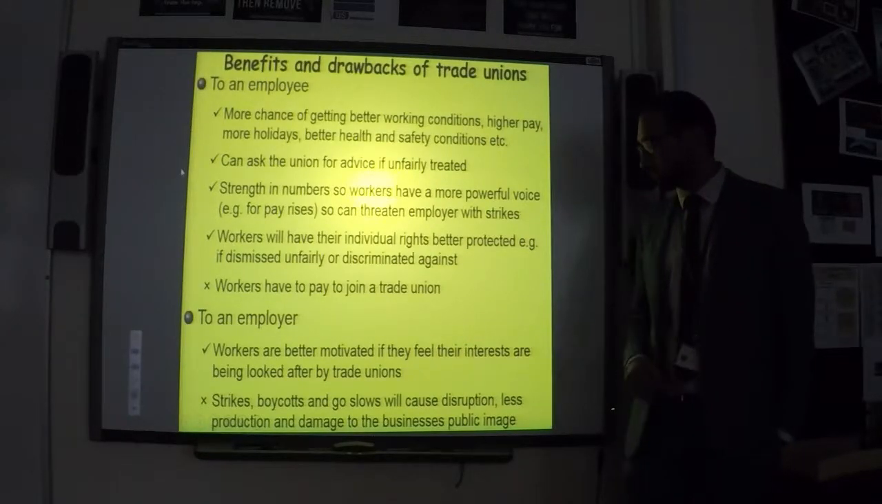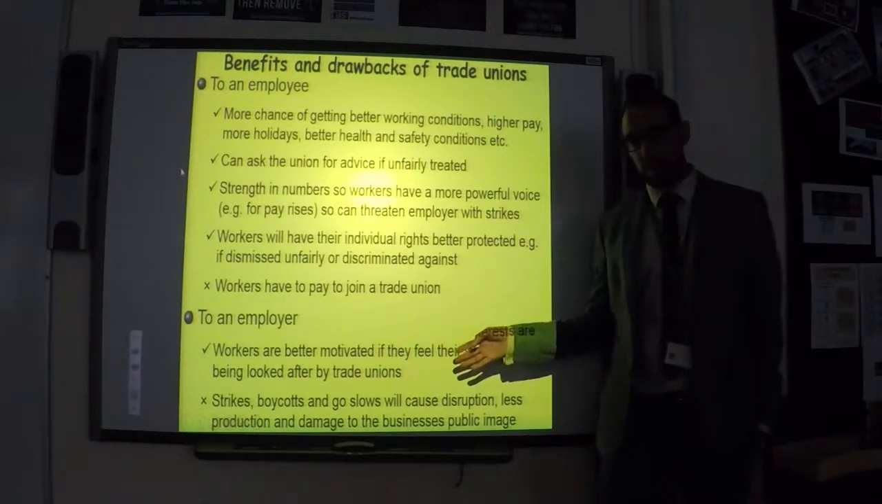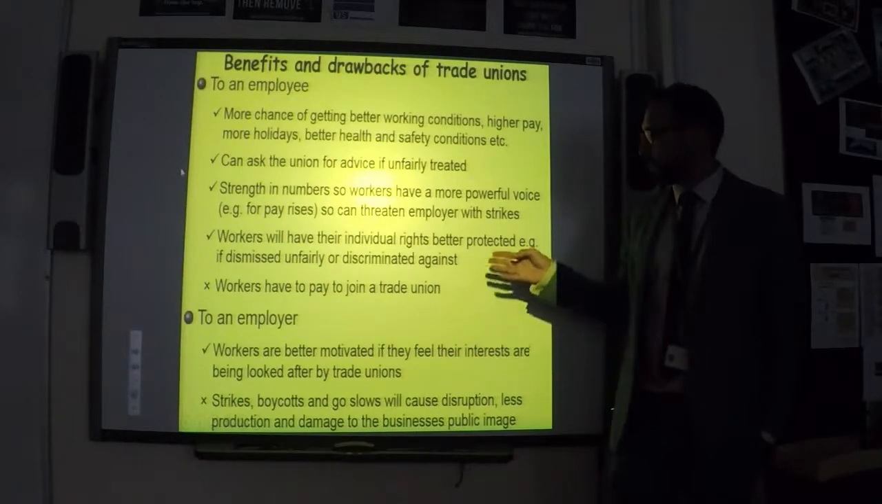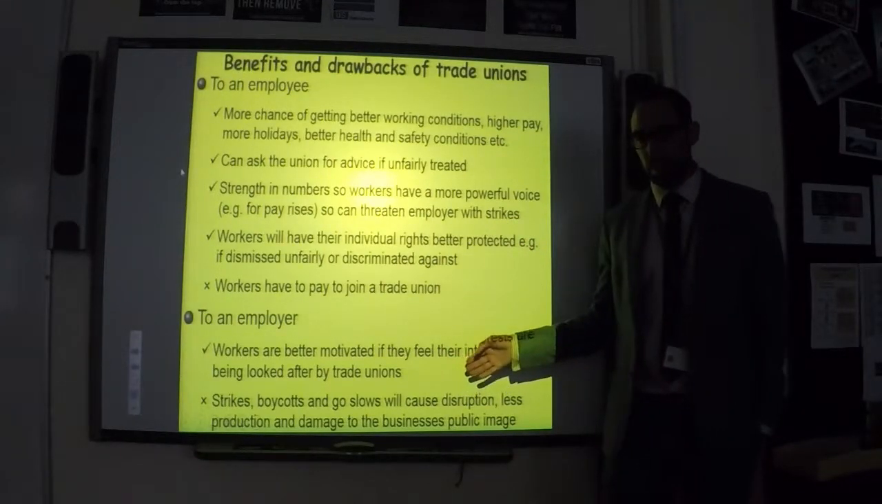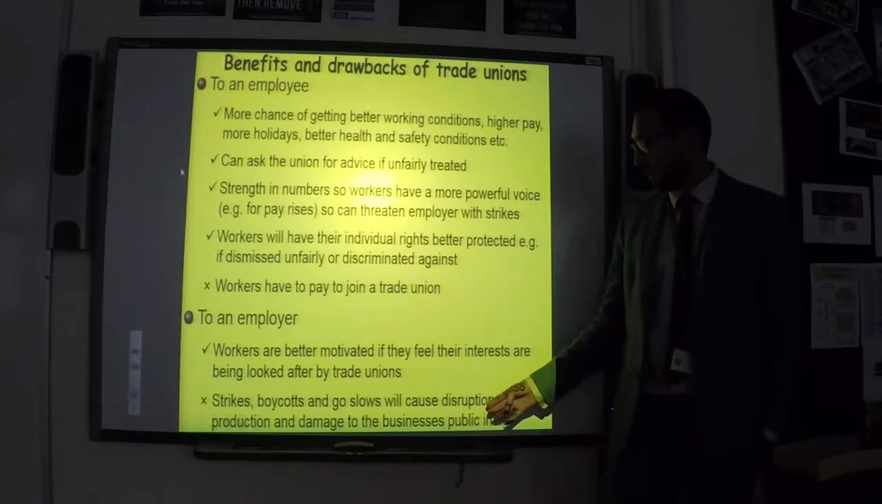To the employer, here's the benefit to the employer. Now, we think of striking as being bad news for the business, and it is bad news for the business. I'll go over that more in a second.